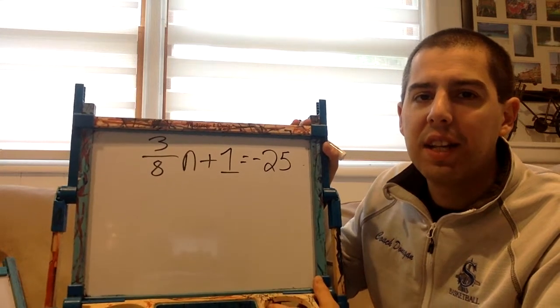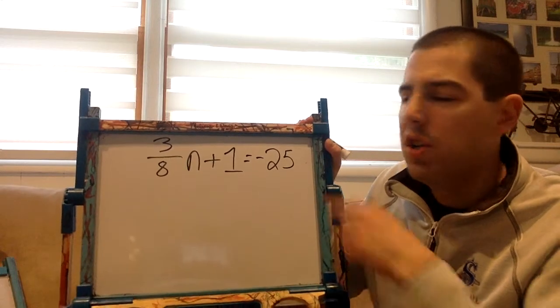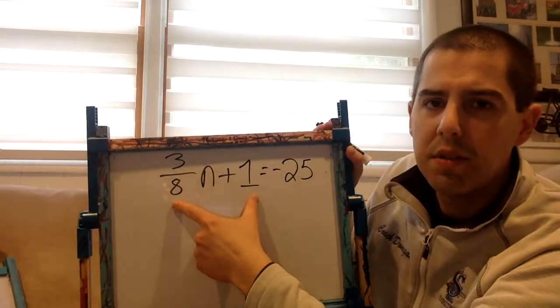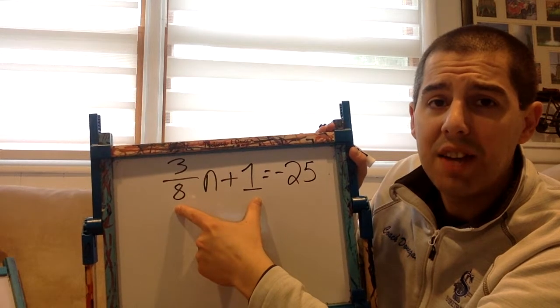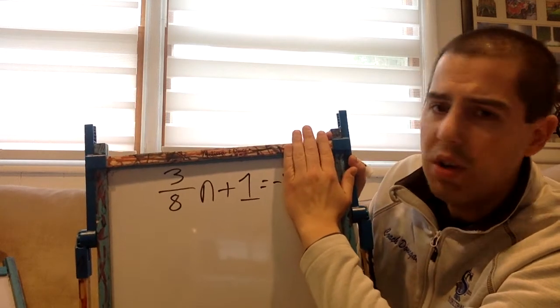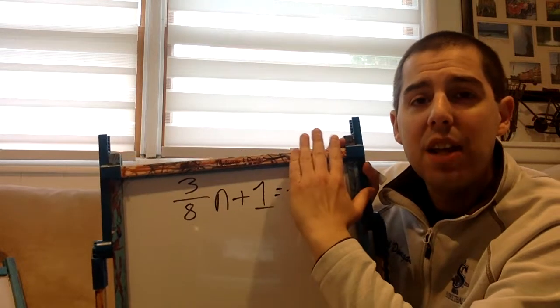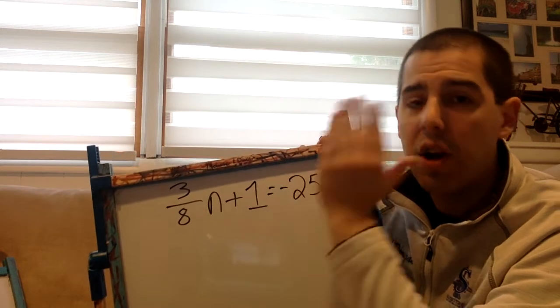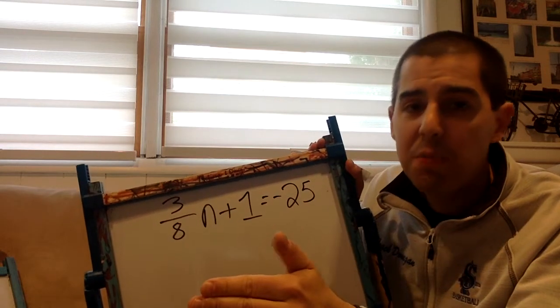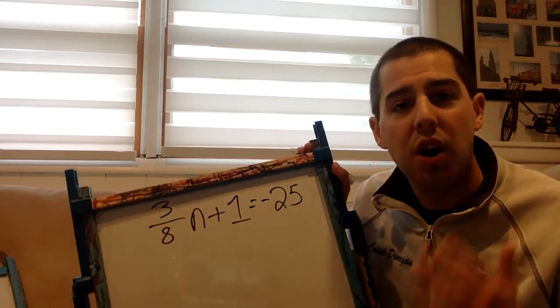So if you take a look at this problem, there are two steps, two operations being done on the left side of the equation. If we ignore the negative 25 for a second, if you ignore the right side and you just look at where the variable is, you should always immediately be looking, where's my variable? What do I have to undo?